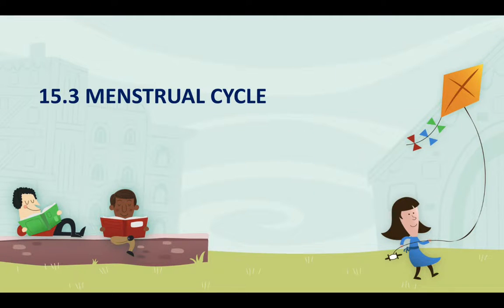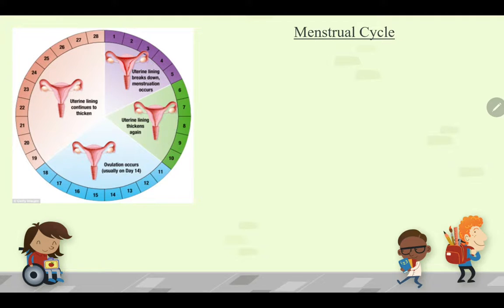Okay, as for 15.3, we are going to discuss the menstrual cycle. Menstrual is haid and cycle is kitar. So menstrual cycle is kitar haid. Cycle is very synonymous with circle. Okay, as you can see, the circle here.